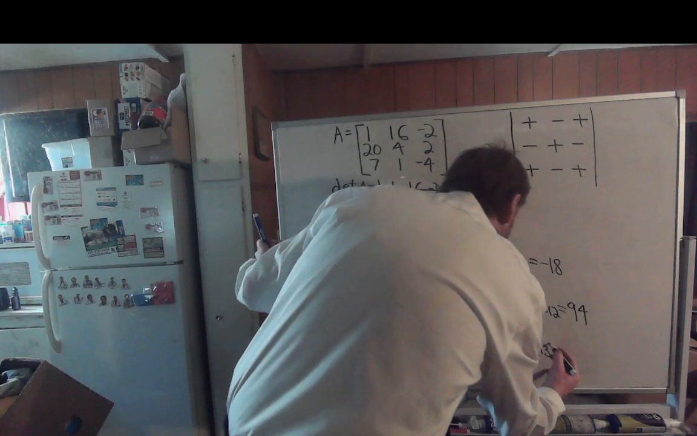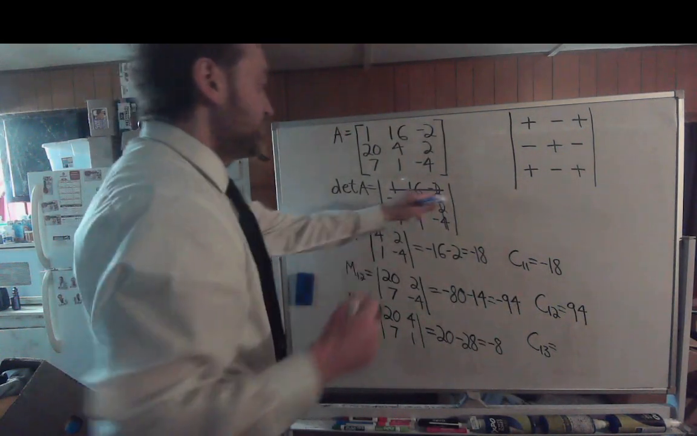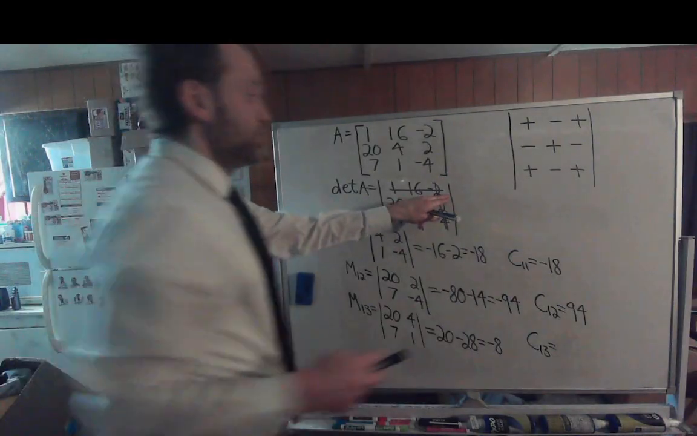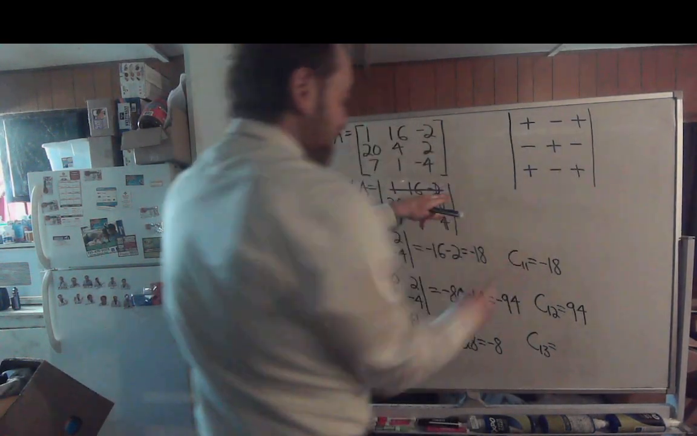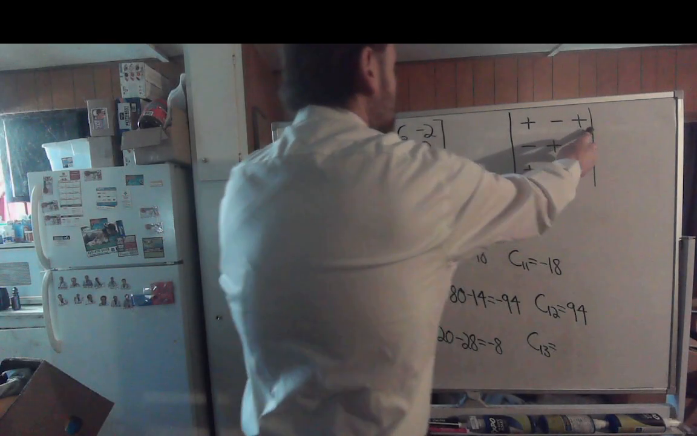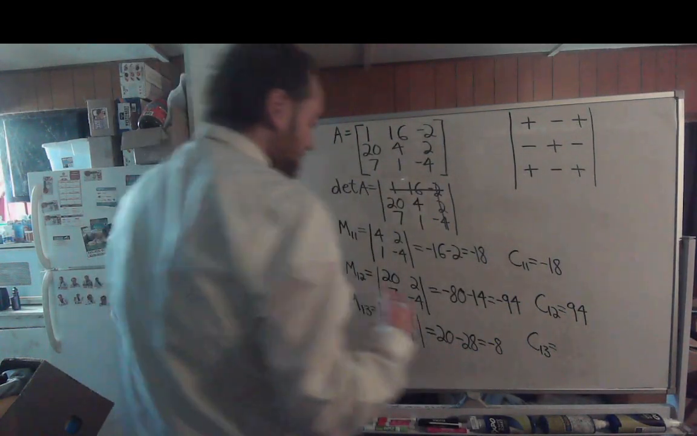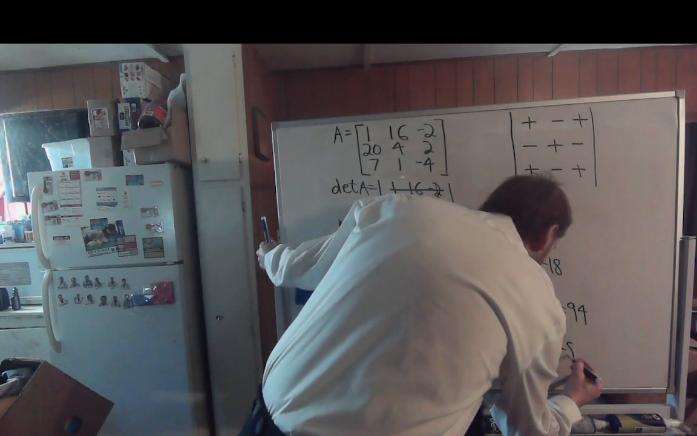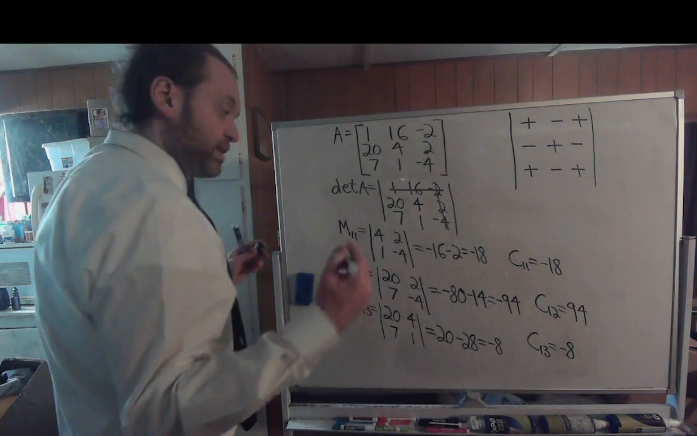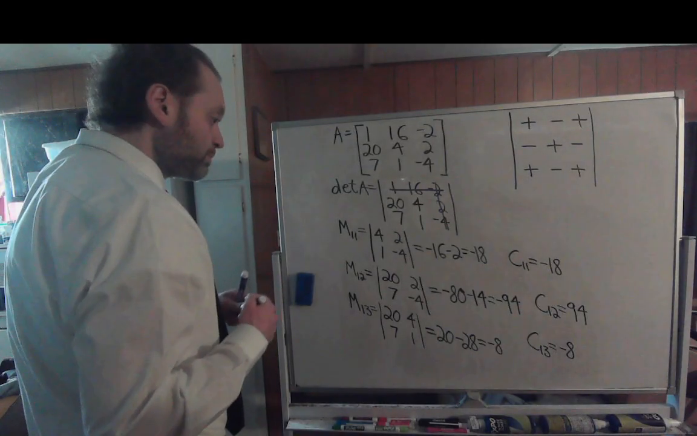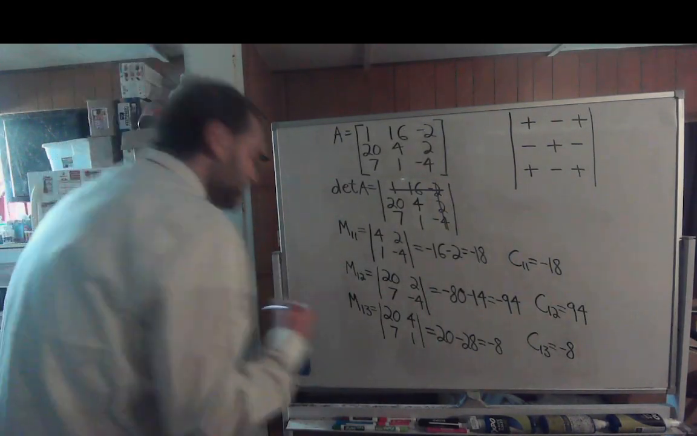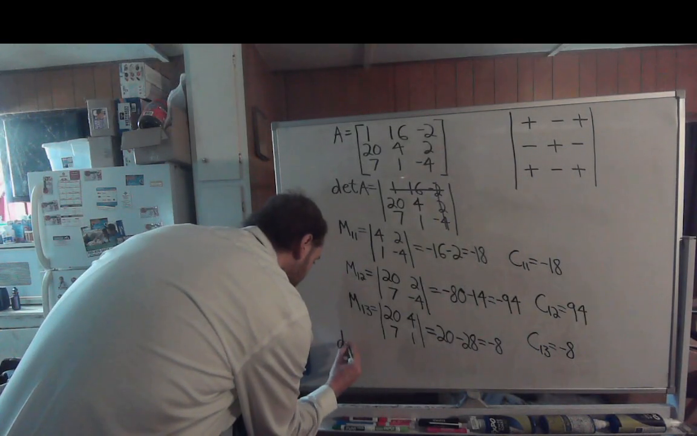So let's find cofactor 1, 3. Now, where that negative 2 is, according to my sign matrix, I need to keep the result of my minor positive. So if I take positive negative 8, that's still negative 8 for my cofactor. So now I found my 3 cofactors. Now we deal with the coefficients to find the determinant.